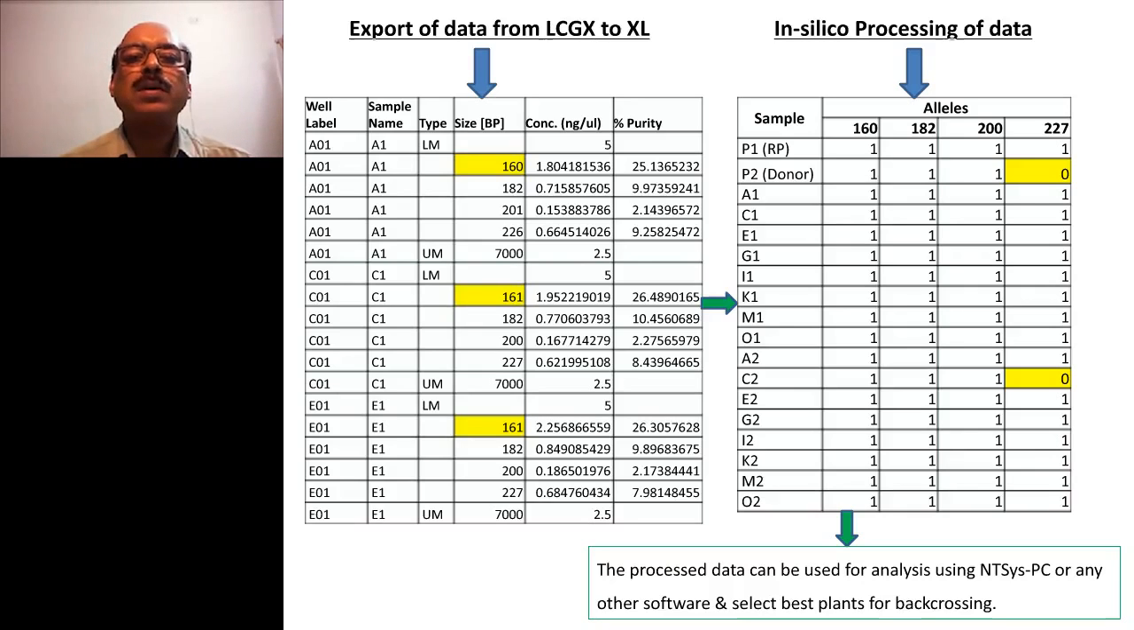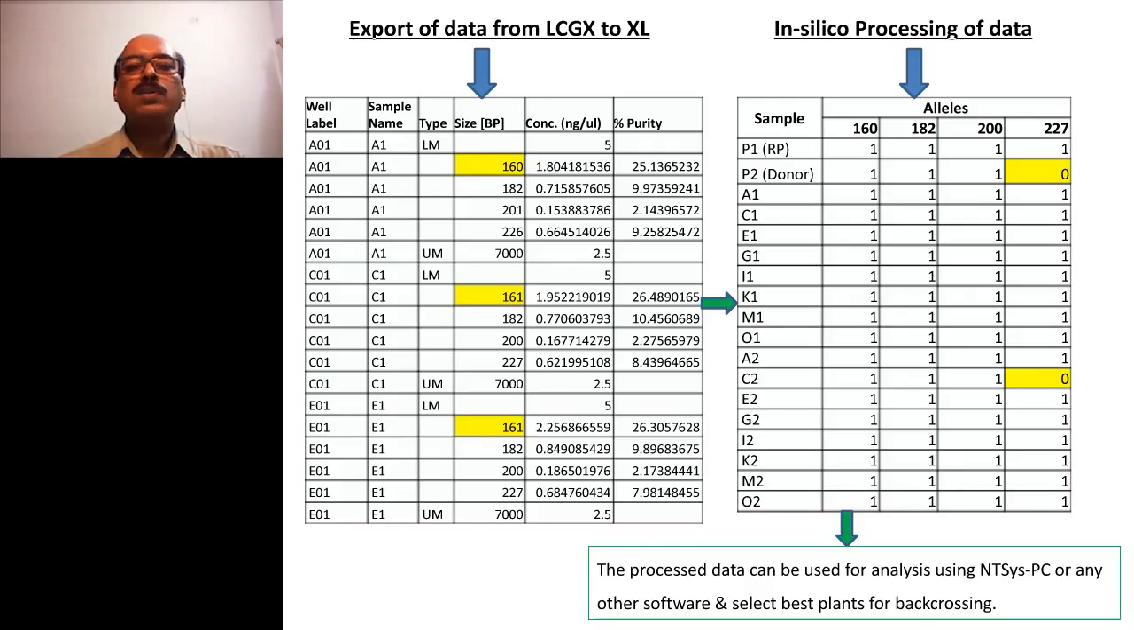It also shows the concentration of DNA in the virtual gel. So you can see that it can detect almost 1.8 nanogram, even less than 1 nanogram, very easily. Once this data is transferred to an Excel sheet, then by using some tricks, these can be converted into a binary table where we have our recurrent parent, the donor parent, and the alleles which are detected by the system. You fill in this sheet and transfer to any software. We use NTSys PC for further analysis, and select the best plants for back crossing in the next generation.